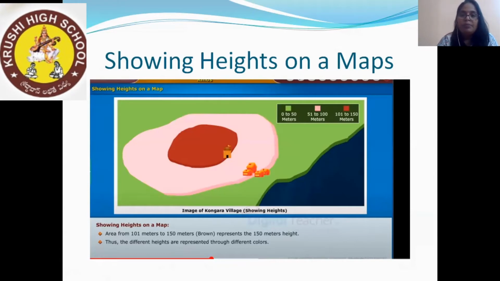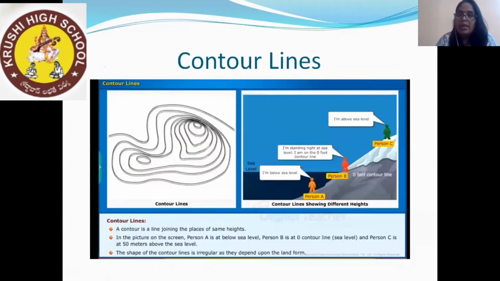Now moving to the next one, contour lines. What exactly are contour lines? Contour lines are the lines joining places of the same height. Earlier, even in the 6th class, you might have learned about this. So contour lines are the lines joining places with equal heights. They never meet or intersect each other, and they will be in an irregular form, children, because it depends on the landform, the shape or structure of the landform.